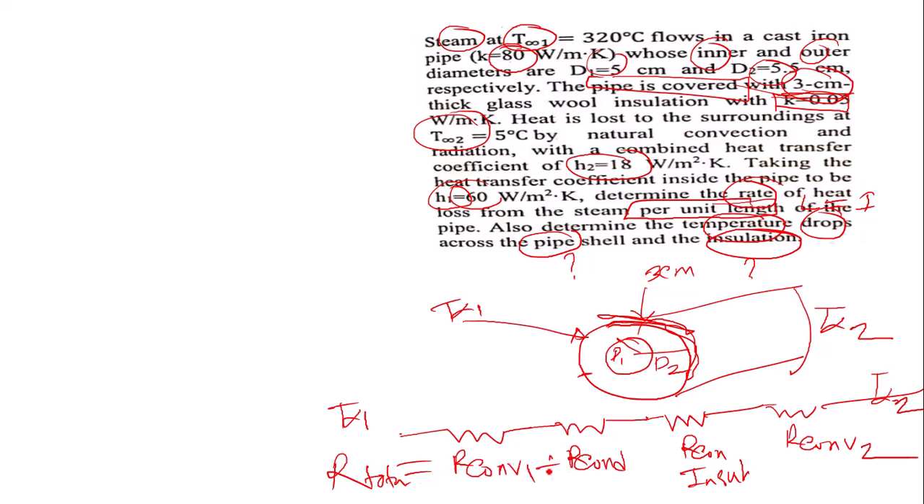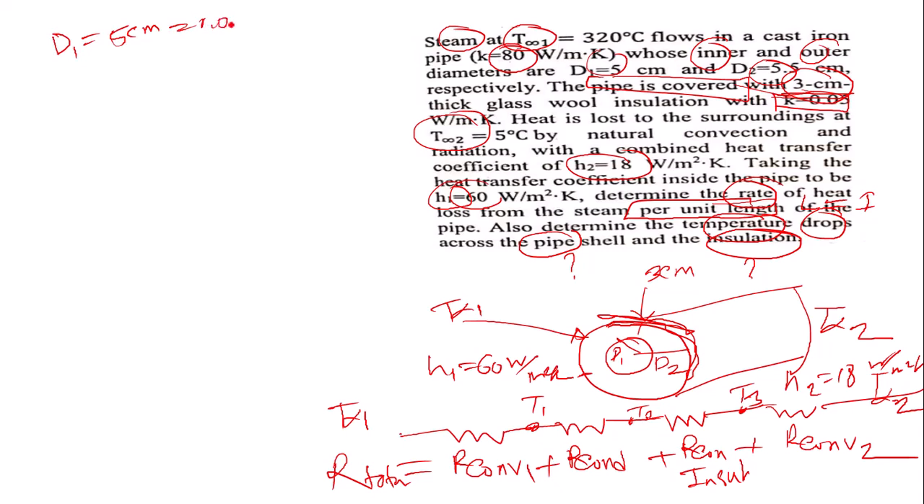Keep in mind the resistances are added in series, so all are plus, with temperatures T1, T2 and T3. Here h1 is 60 watt per meter square Kelvin, and h2 is 18 watt per meter square Kelvin. In diameter, D1 is 5 cm, that is 0.05 meter, and D2 is 5.5 cm, that is 0.055 meter.